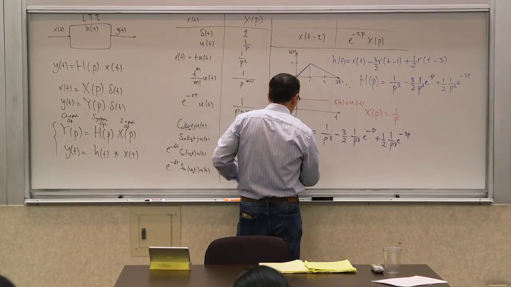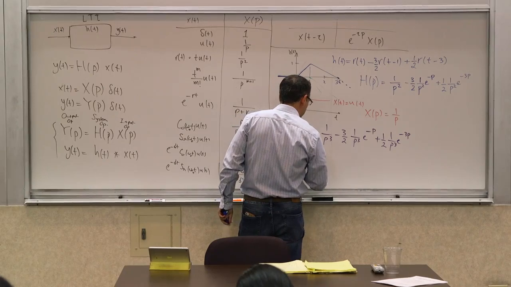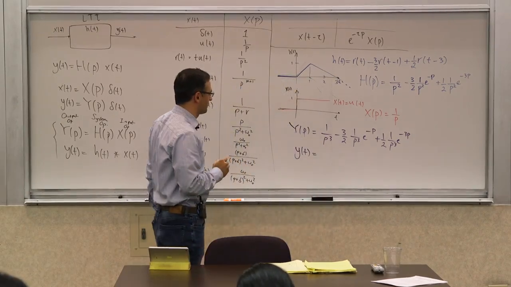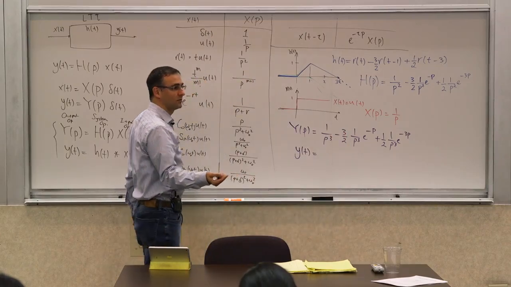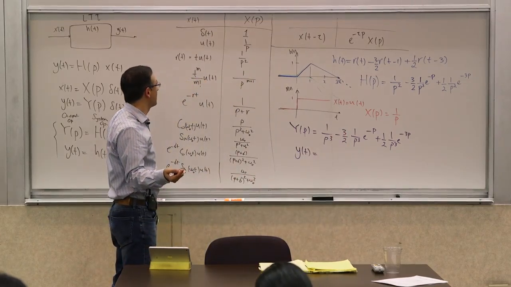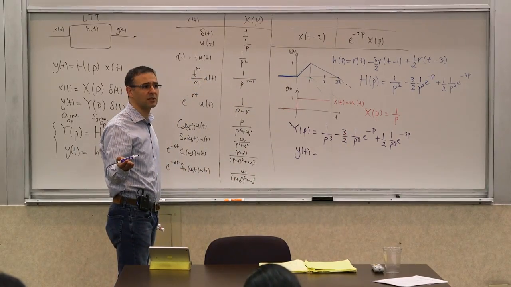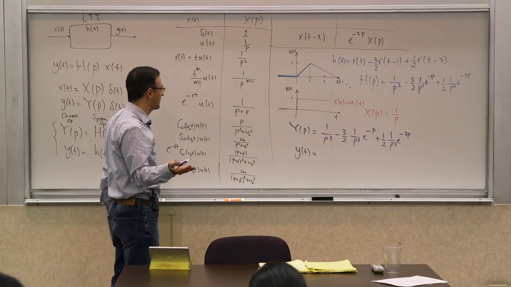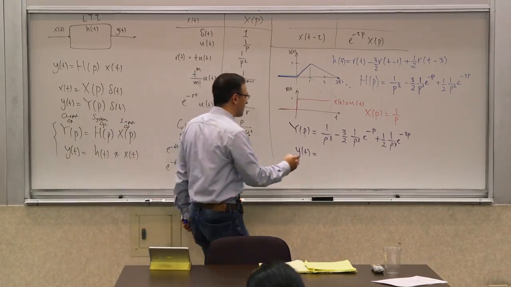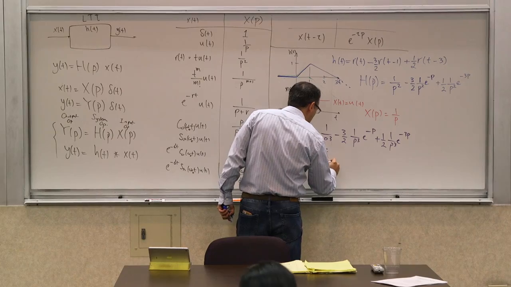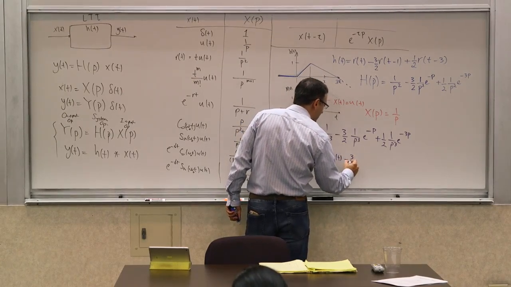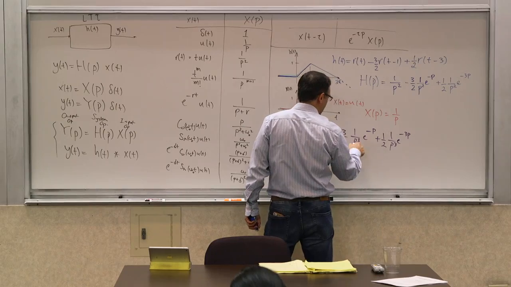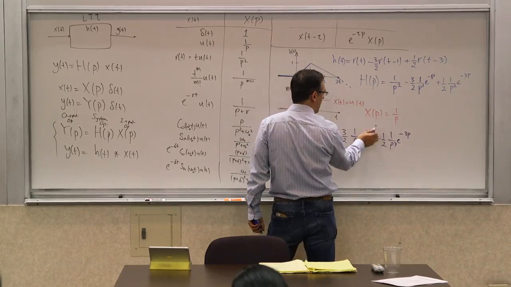So what is the response? So what is y of t based on this? So what does 1 over p cubed correspond to? What kind of input, what kind of time domain waveform does it correspond to? What is it? t squared over 2 u of t, right? Minus 3/2. Now, what is this? Well, you know how to deal with these things.